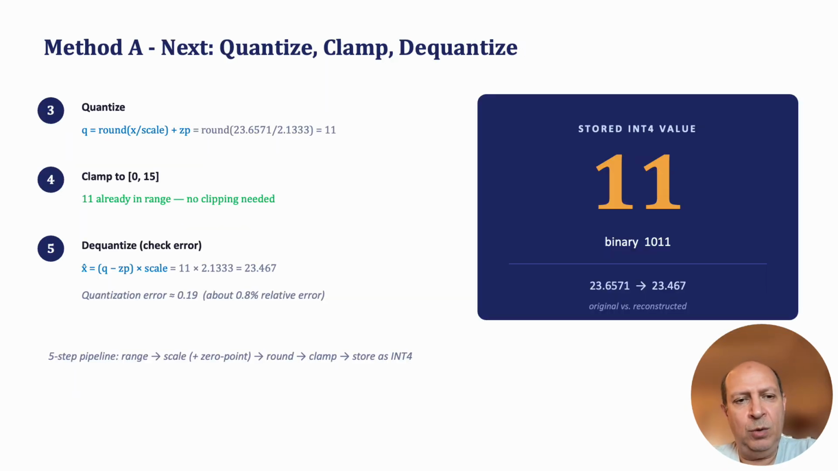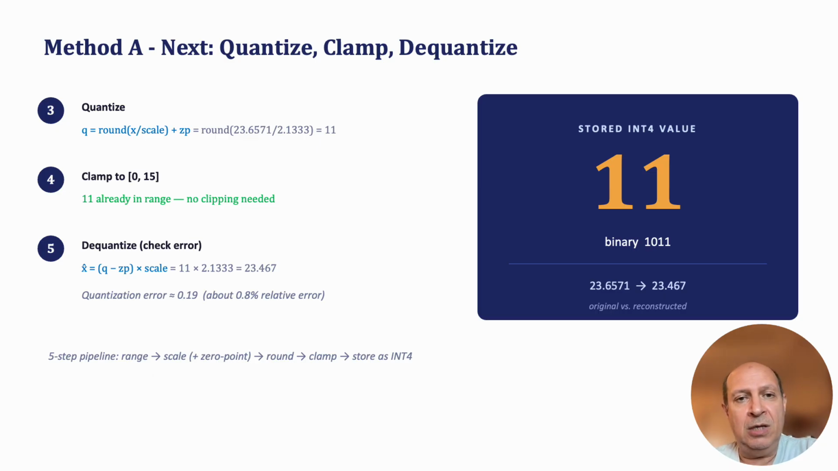Moving on, still with method A, which is the asymmetric affine quantization. So we calculated the scale, and now let's continue. We need to quantize, meaning finding the quantization level that the real number x will be mapped to. So Q is equal to rounding the real number x after dividing it by the scale. The scale is 2.133, right? So we take x divided by the scale, and then we round the number, and we add the 0 point. The 0 point in this case is 0.